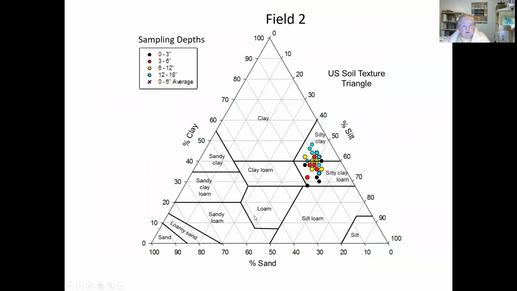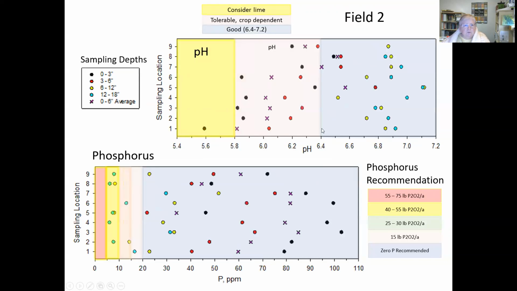If we look at a different field, this one has a lot more consistency throughout the field. We see none of the layers are in the high clay. That means it has not eroded as much. So this is a much better field, if you will. And we see in this case, again, we've got a distribution of the pH and the phosphorus requirements. But in this case, almost the entire field is fine with the phosphorus level until we get to the very lower levels, the 6 to 12 inches.